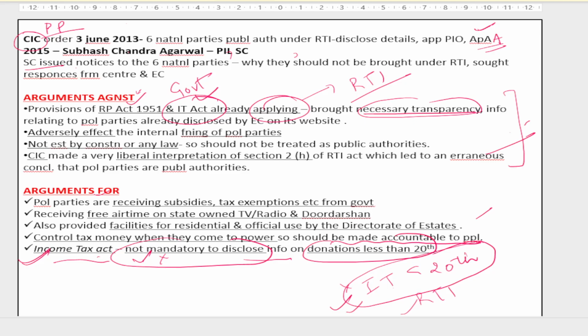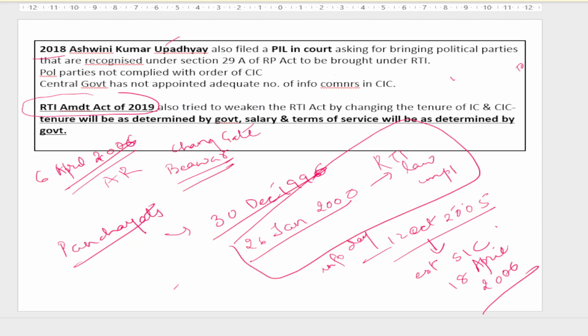Now we have just covered the arguments for and against bringing political parties under the RTI Act. Now we come to the next slide. The next slide says that in 2018, a BJP member, Ashwani Kumar Upadhyay, filed a PIL in court asking for political parties that are recognized under Section 29A of the Representation of the People Act to be brought under the RTI Act.